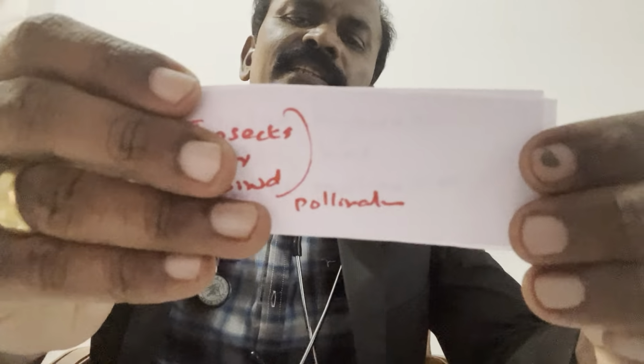Name 2 nitrogenous bases. Match the following. If you know the answer, you can do the match the following. Purines and pyrimidines. Question: name 2 nitrogenous bases. Which base is common for both the DNA and RNA? Cytosine.